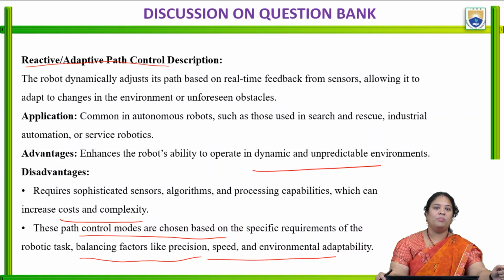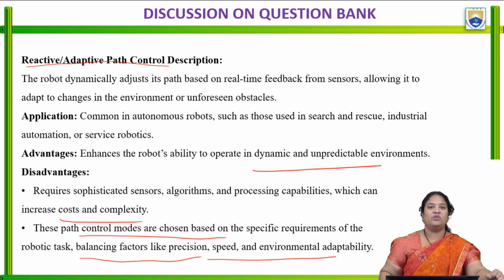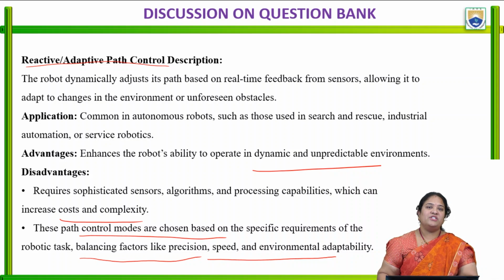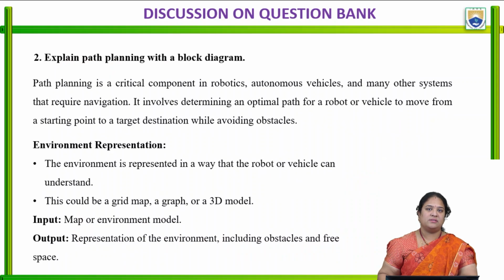Not only the increase in the cost, or the complex algorithm being inserted in the robot, but we also need to consider the speed, environment adaptability, the robotic task, and the precision. Balancing factors of the robots are to be considered. These are a few of the disadvantages which come under the reactive or adaptive path control techniques.